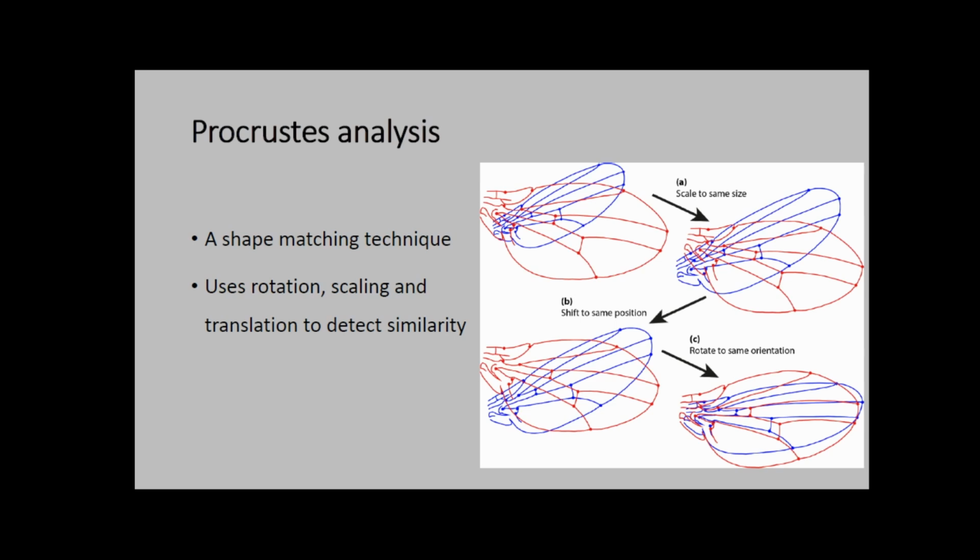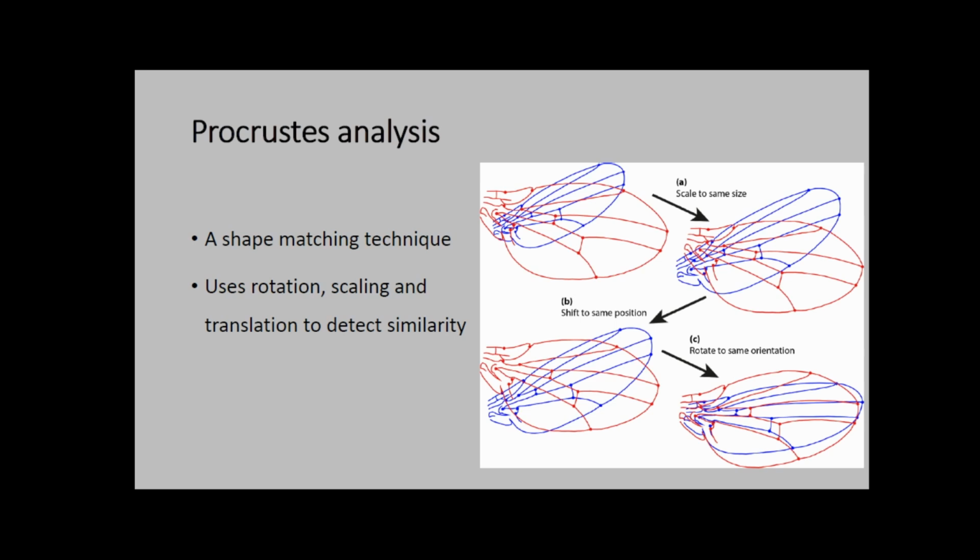But anyway, this method is a shape matching technique, and same as Procrustes did, it uses rotation, scaling, and transformation to detect similarity between complex shapes. This is actually an example from biology. These are wings of a dragonfly viewed in different positions. So we use scaling, then shifting, rotation, and translation to fit the shapes as well as possible.